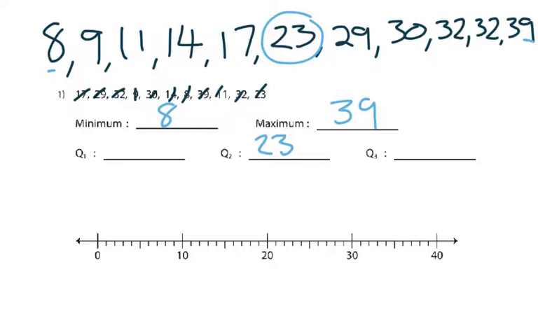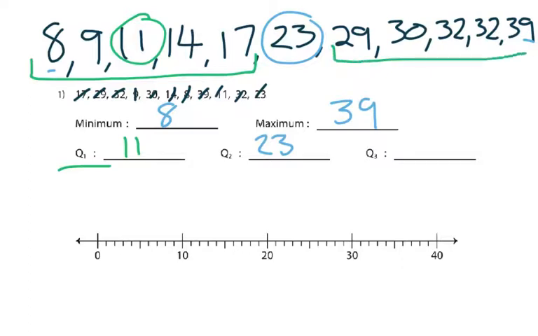And then to find your lower quartile and your upper quartile, we use the bottom half and the top half of the data. However, because we have used 23 as the median, we now don't include that when we look at our bottom half of the data. So for our lower quartile, we are looking between these numbers here, and we find the middle. The middle number here is 11. So our quartile 1 is 11. And then for our upper quartile, we're looking between 29 and 39. So our upper quartile is 32.